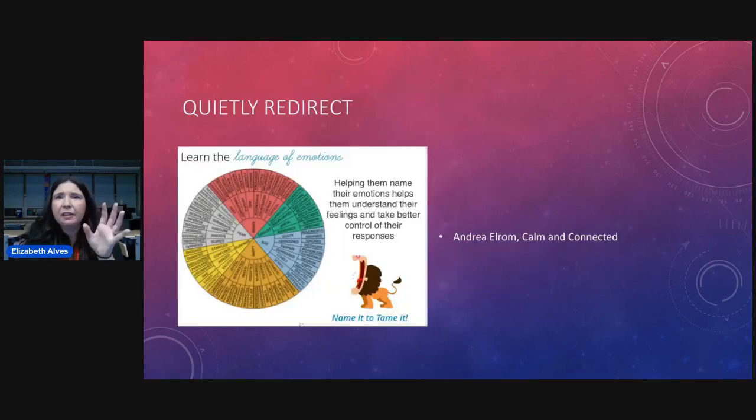So this slide is really a slide to help you with naming some of their emotions. Sometimes a student might say that they're angry. This wheel will help you with figuring out what the true emotion is instead of just saying anger.